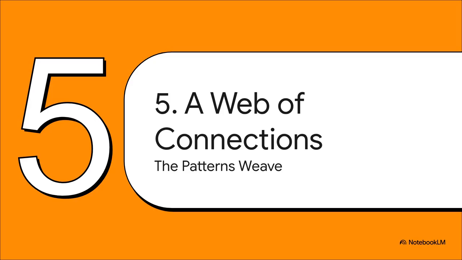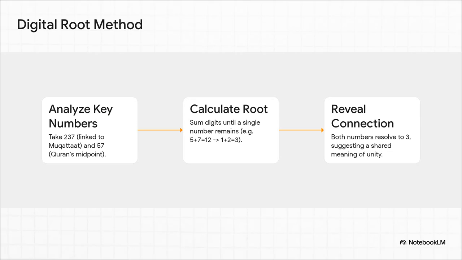So we've got all these different pieces on the table, right? We have the mysterious letters, the structural midpoint of the book, these really symbolic numbers. The big question, the crucial point, is how do they all connect? How do you weave them together into one single cohesive system? Well, the method used here is something called the digital root. It's actually a pretty cool concept. It's just a way of boiling any number down to its single-digit essence.